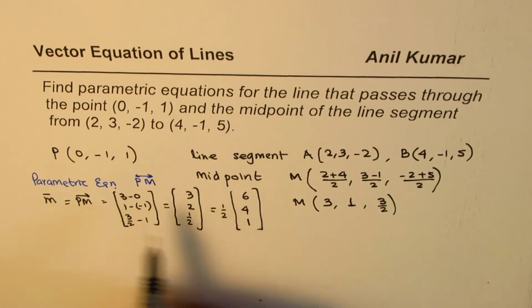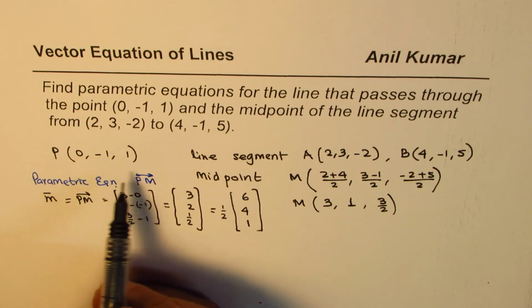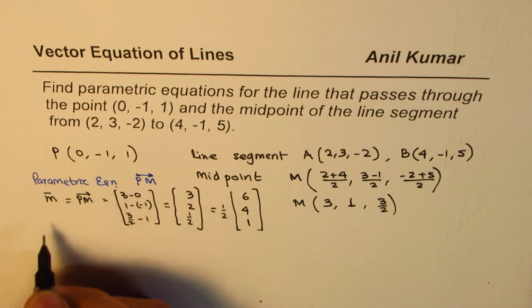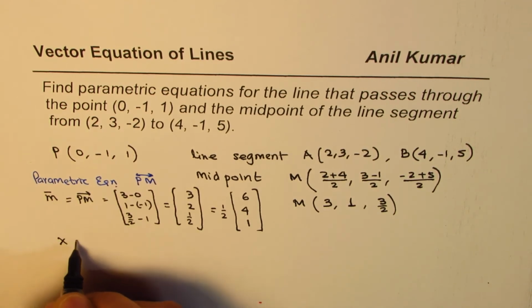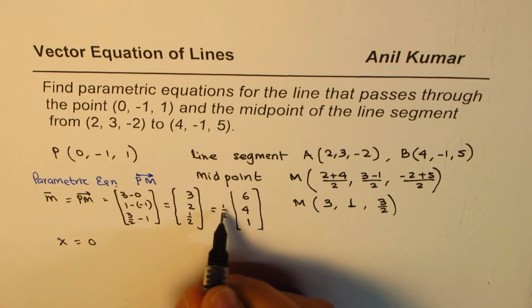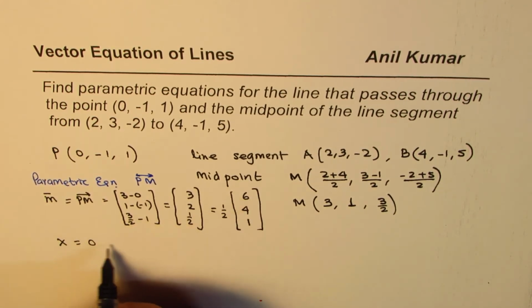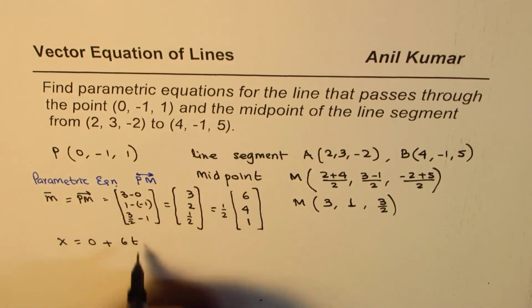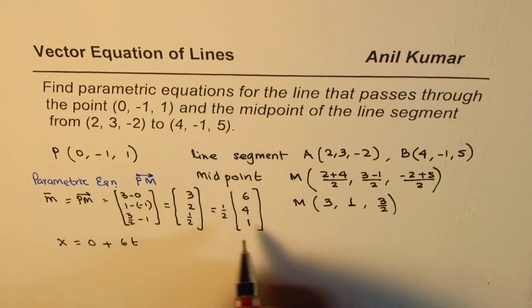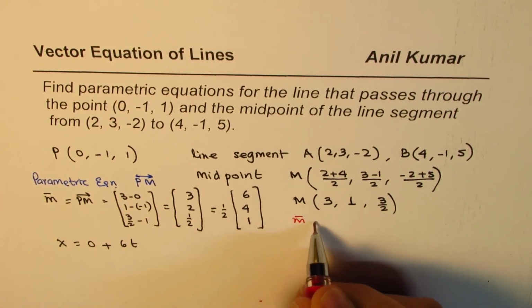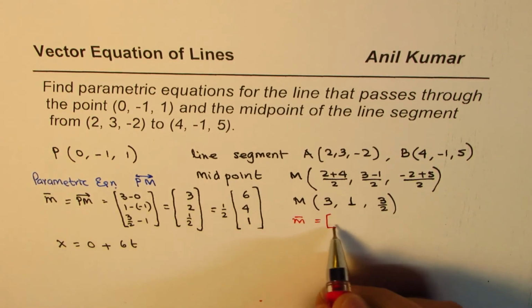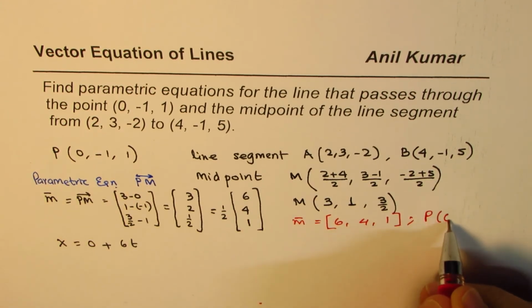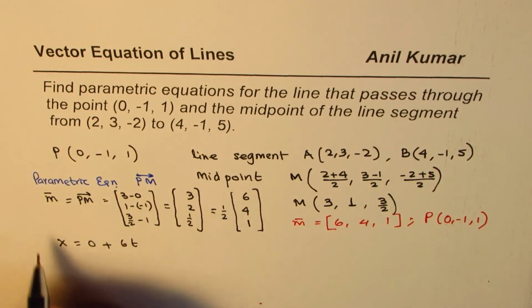Now we know the direction and the point, so we could write the parametric equation. The direction here is this and the point is this. Therefore the equation will be, x value will be 0 plus 6t. I'm using the direction m as (6, 4, 1), and the point P, the given point, to write the parametric equation.